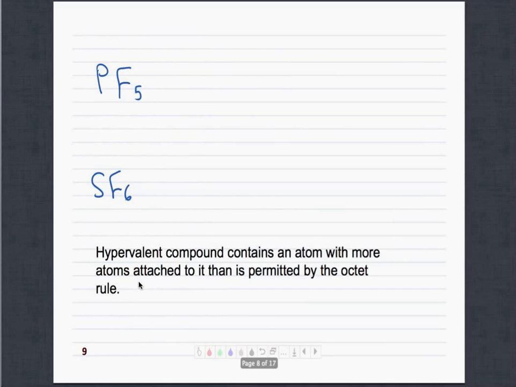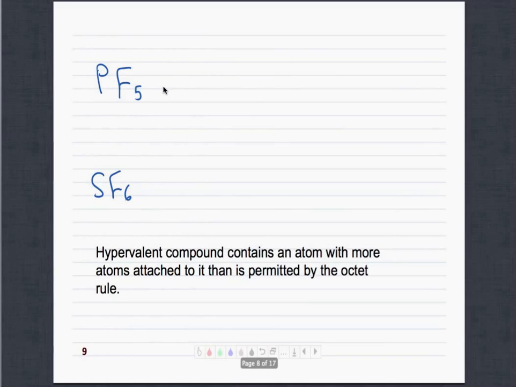An example of that is PF5, phosphorus pentafluoride. That doesn't mean that they don't obey the octet rule. Sometimes they do, sometimes they don't. So you're going to see some compounds where phosphorus has more than the octet, and sometimes they have just the octet. So how are you going to deal with that? One of the hypervalent compounds is PF5, and I'm going to show you how to draw the Lewis structure for it.